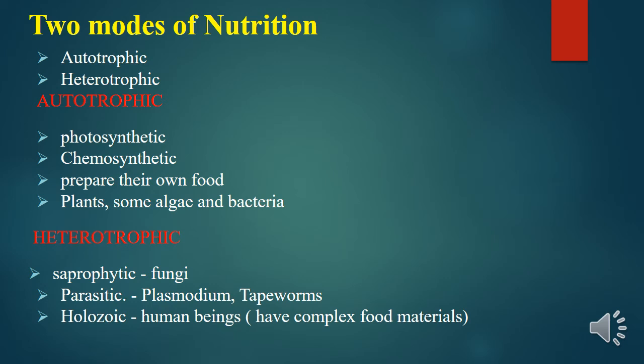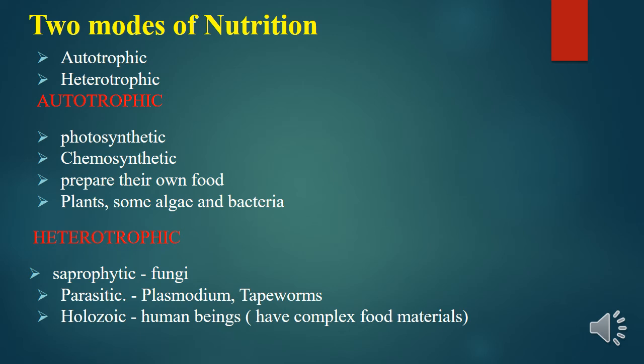Next, we have the heterotrophic nutrition. Non-green plants and animals come under heterotrophic nutrition. The first type is saprophytic. These saprophytic organisms depend on dead decaying organic matter of plants and animals for their nutrition. Examples: almost all fungi depend on dead decaying organic matter for their nutrition, and we call it saprophytic nutrition.